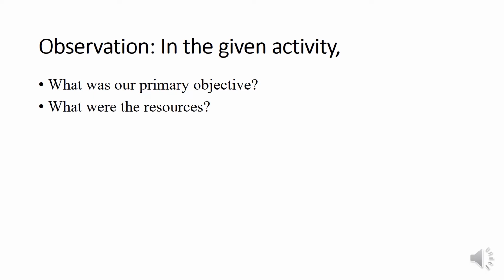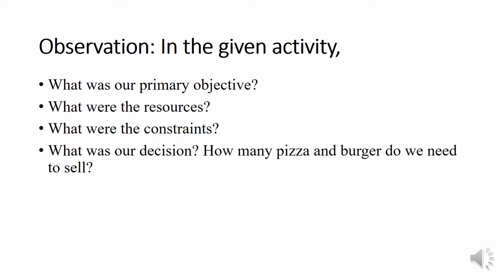And then the resources given, there were actually four, and that is the dough, the meat, the cheese, and the veggies. So these ingredients are actually limited, hence the constraints. The ingredients given are only limited in number, and we have to maximize these resources so that we will achieve our objective, and that is to have a maximum profit. And our decision was to produce and sell seven pizzas and nine burgers.